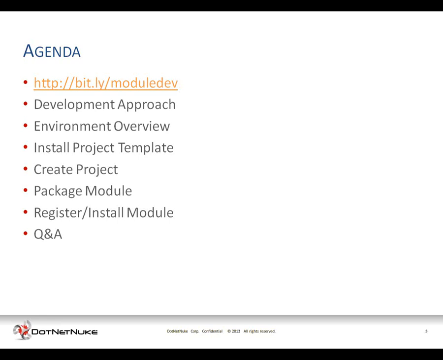So we're going to talk about our development approach, we're going to talk about our environment, and then I'm going to talk to you about project templates and 2 project templates that we have available. I'm going to show you how to install those and utilize those to create a project. Within that project in Visual Studio, we'll be able to package our module, and then we'll be able to install the module into our DotNetNuke development environment. And then after that, we'll have time for Q&A towards the end of the session.